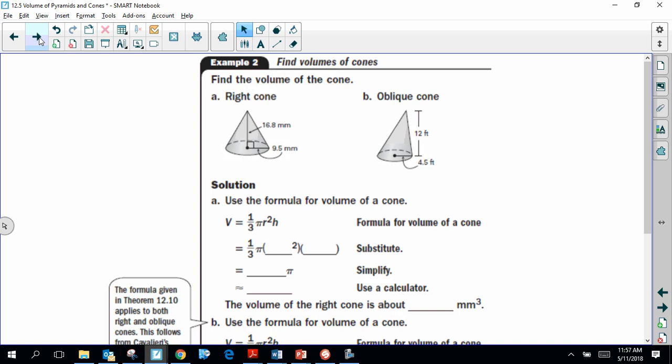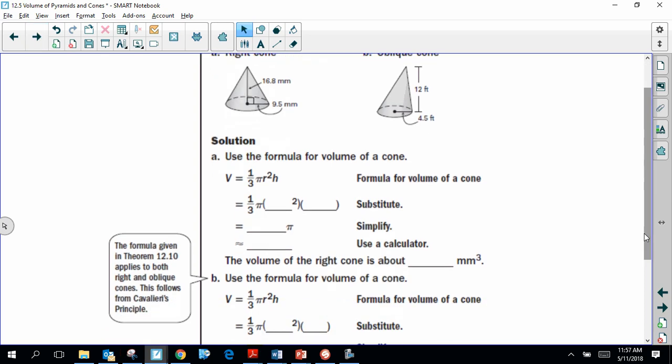We have a cone, a right cone and an oblique cone, where they're giving us the radius and the height. So these are pretty straightforward, cut and dry, nothing crazy about them. So we start with the equation, 1/3 pi r squared times the height. Substitute the values for the radius and the height, 9.5 and 16.8 in this case, and then just multiply. 1/3 times 9.5 squared times 16.8 gives you 505.4 pi millimeters squared. That's the exact volume. The approximate volume, multiply that by pi, and it's about 1587.8. So that's how we get the volume for the first one.